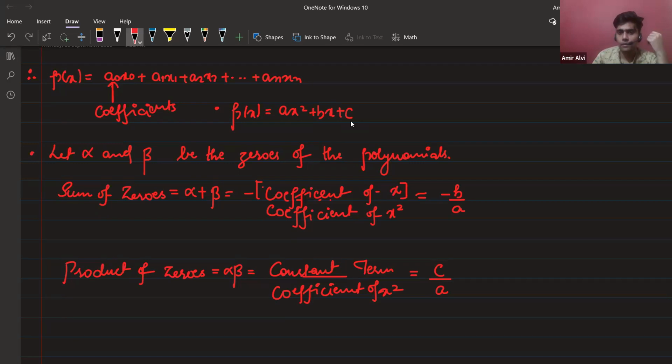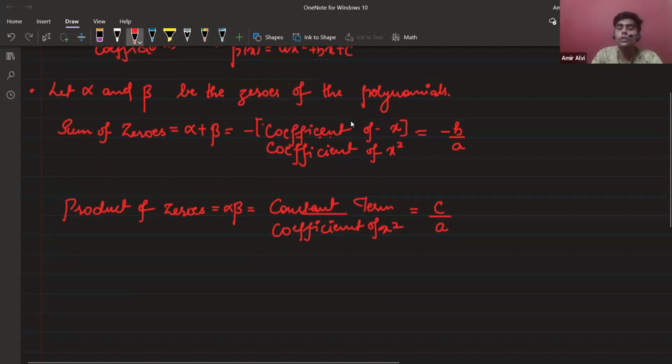Gamma will be added. One more root will be added. Basically, the third term will be gamma, minus d by a. I'm just asking the name of the root. What will you name the root? Alpha, beta, and gamma. Gamma will be the third root of the cubic polynomial. Yes or no? Yes, sir.